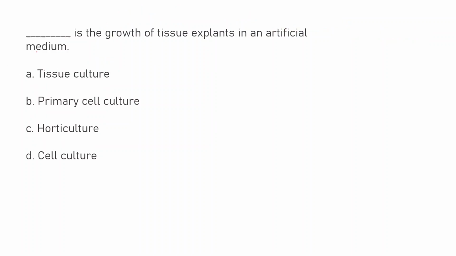The next question is the growth of tissue explants in an artificial medium. So here there are different options: tissue culture, primary cell culture, horticulture, or cell culture. So here the answer will be cell culture.